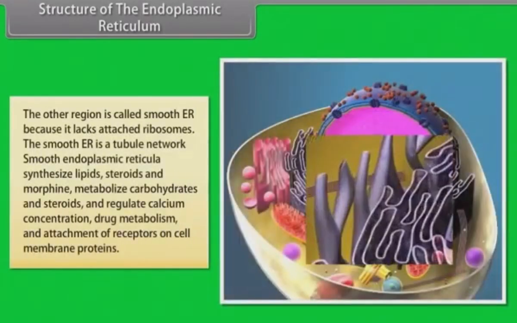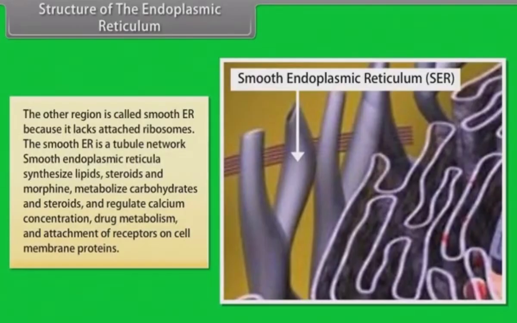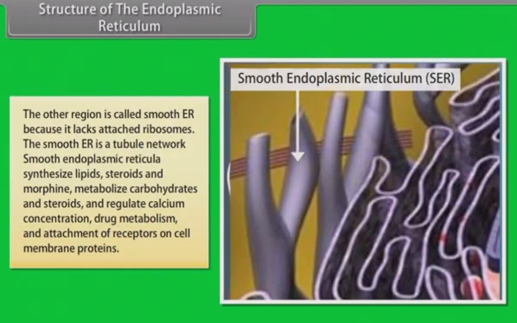The other region is called smooth ER because it lacks attached ribosomes. The smooth ER is a tubule network. Smooth endoplasmic reticula synthesize lipids, steroids, and morphine, metabolize carbohydrates and steroids, and regulate calcium concentration, drug metabolism, and attachment of receptors on cell membrane proteins.